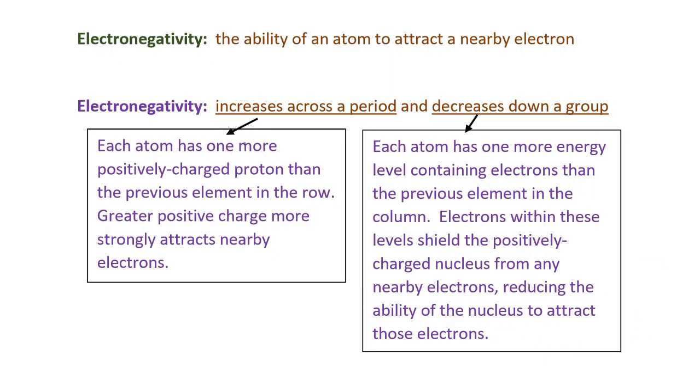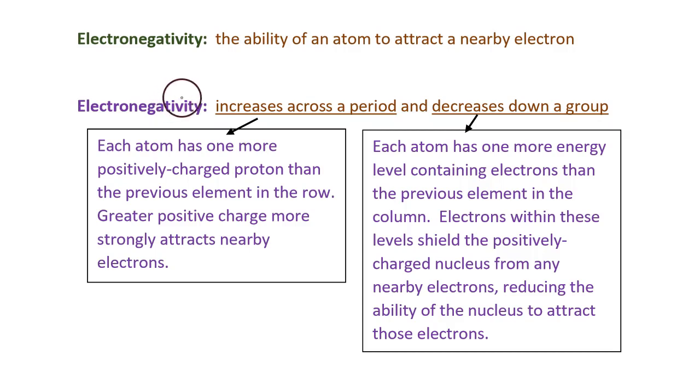Our last vocabulary word is electronegativity. This is the ability of an atom to attract a nearby electron. Atoms with a small electronegativity value have a very hard time attracting additional electrons. Atoms with a large electronegativity value have a much easier time attracting nearby electrons. If an atom cannot attract electrons, it's not going to form a negatively charged anion. However, if atoms easily attract surrounding electrons, then they tend to form negatively charged anions.